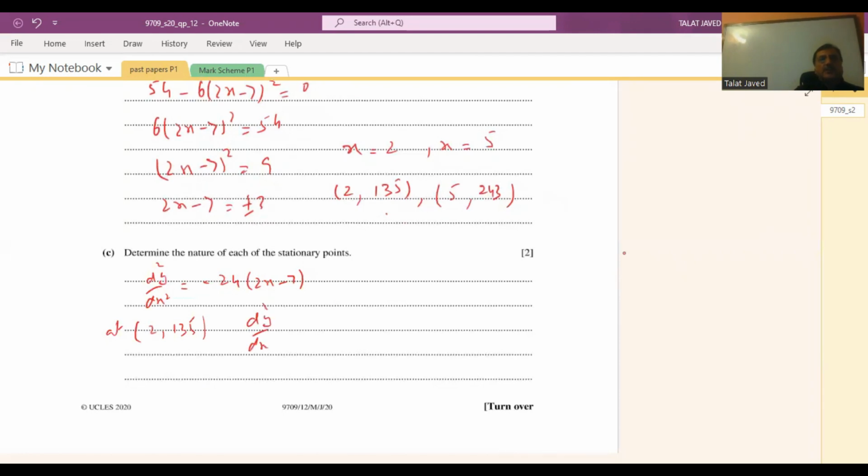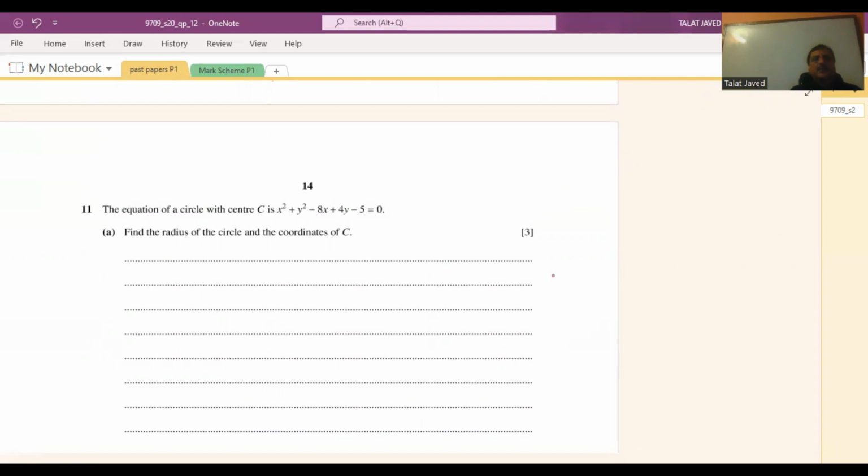d square y by dx square is equal to 0. Then the double derivative is positive, so therefore (2, 135) is a minimum. For (5, 240), the double derivative d square y by dx square is equal to minus 17, which is less than 0, therefore (5, 240) is a maximum.